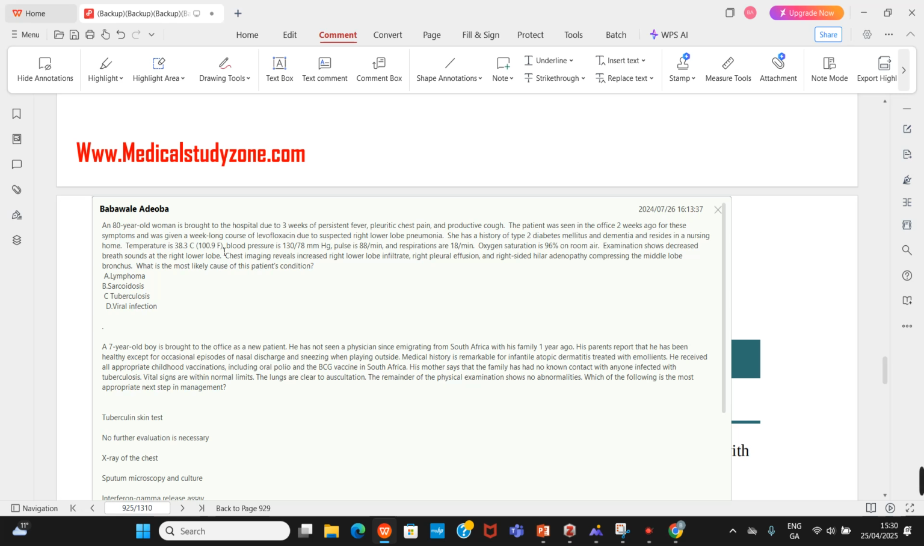She has a history of type 2 DM and dementia and resides in a nursing home. Temperature is 38.3, blood pressure is 130, vitals are okay, oxygen saturation is 96. Examination shows decreased breath sounds at the right lower lobe. Chest imaging reveals increased right lower lobe infiltrate, right pleural effusion, and right-sided hilar adenopathy, compressing the middle lobe bronchus. Which of the following is the most likely cause of this patient's condition?